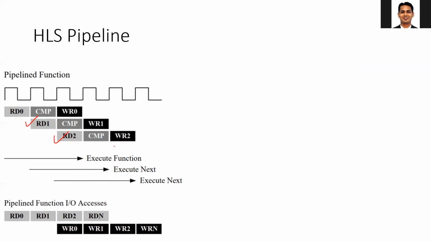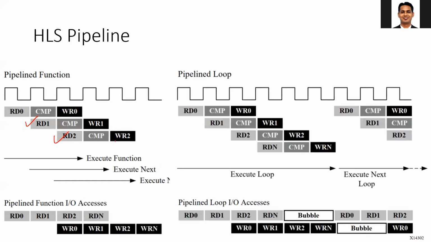So that's why you get the initiation interval of 1. But things are slightly different in a loop. When you call a loop multiple times, inside each call you have multiple iterations. For example, this for loop has 4 iterations: this one, this one, this one, and this one. Then when you call the for loop again, you will have another 4 iterations. Now, what happens when you move from one call of the for loop to another call?